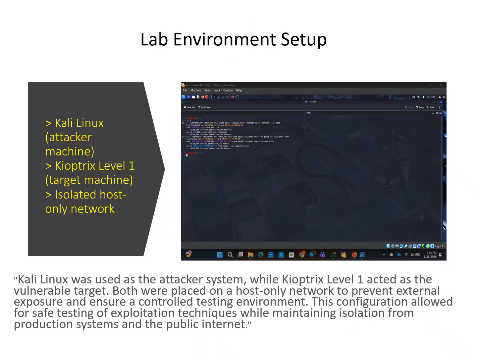Kali Linux was used as the attacker system, while Cheoptris Level 1 acted as the vulnerable target. Both were placed on a host-only network to prevent external exposure and ensure a controlled testing environment. This configuration allows for safe testing of exploitation techniques while maintaining isolation from production systems and the public internet.